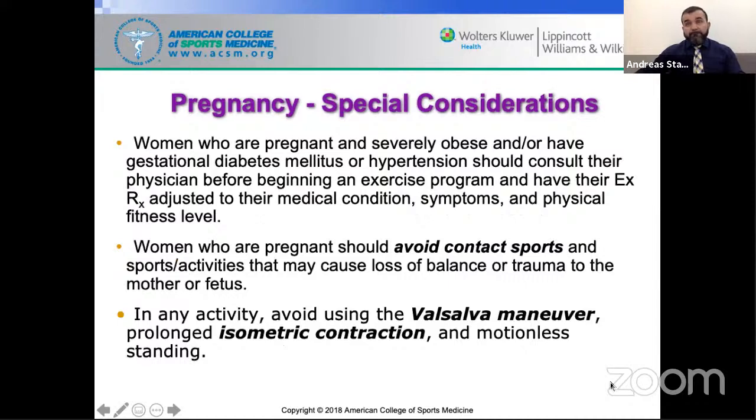Avoid contact sports, obviously. Avoid scuba diving, obviously, right? Avoid hiking in really high altitudes, obviously. Valsalva maneuver increases blood pressure. Isometric contraction, same thing.